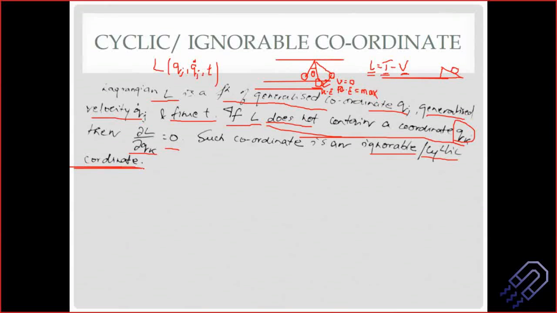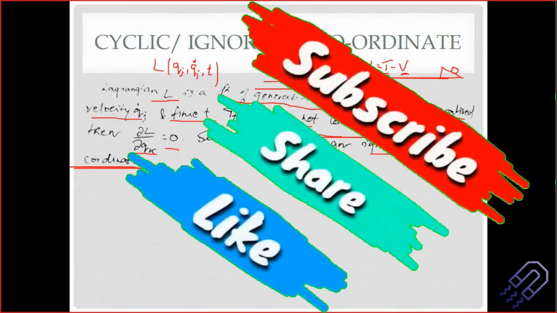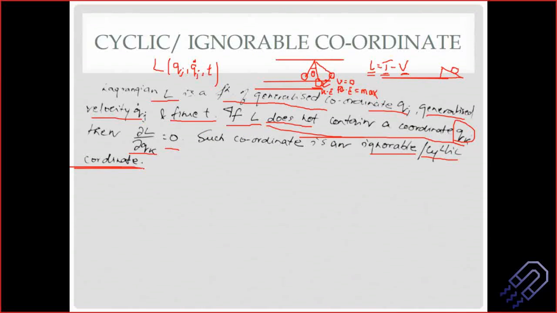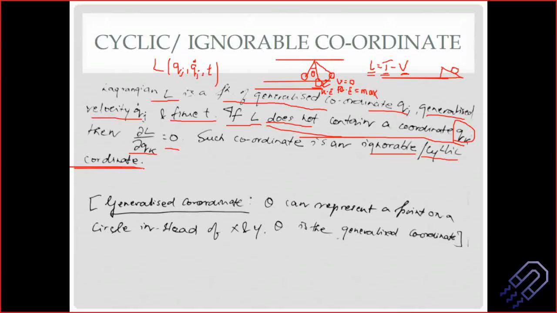This is very trivial, but when you are asked in an exam, you have to write it down in this way, in a technical sense. Don't just make your own sentences. Try to put in this differentiation, so that it becomes a bit simpler. So this is your cyclic or ignorable coordinate. Very important. We are going to use it again and again.